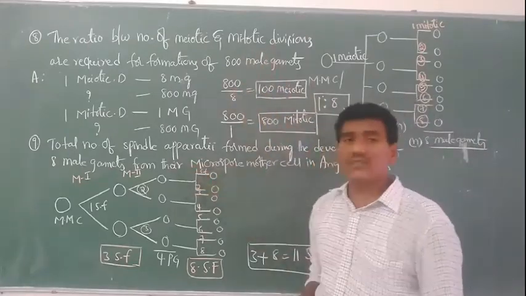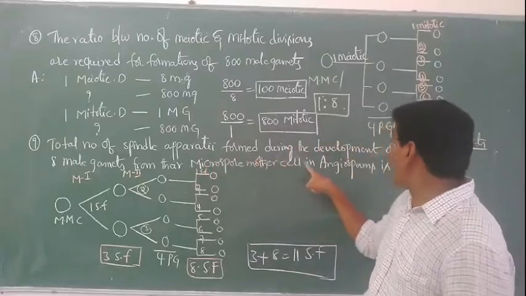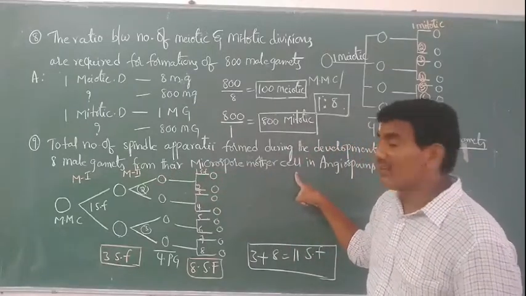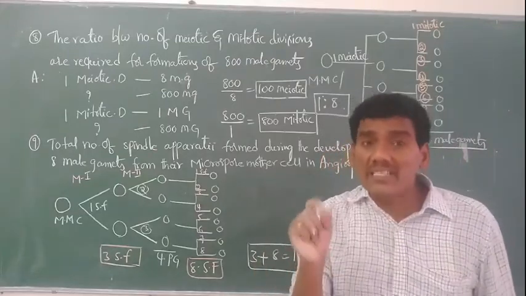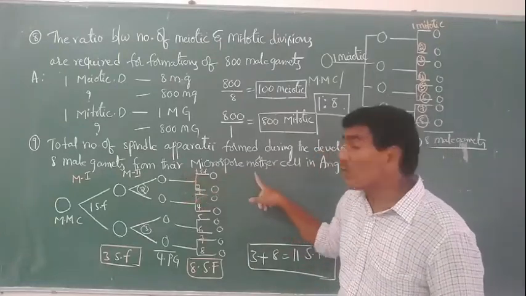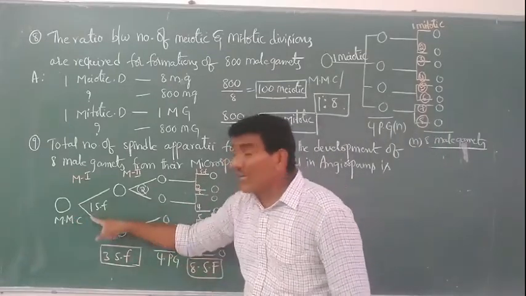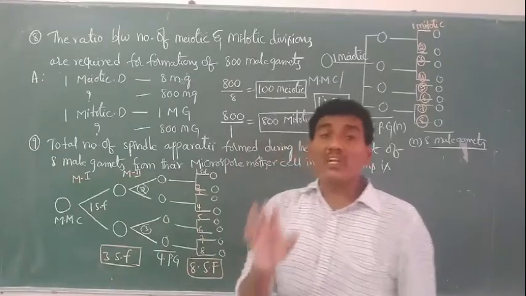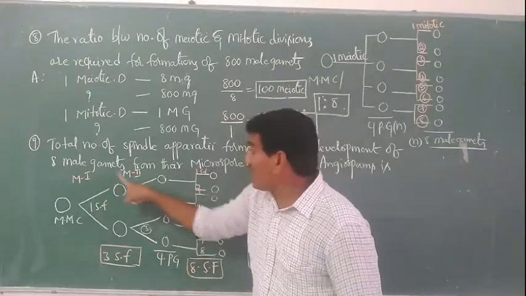The 9th problem: the total number of spindle apparatus formed during the development of 8 male gametes from the microspore mother cell in angiosperms. The microspore mother cell undergoes 1 meiotic division, and 4 pollen grains are formed. In that meiotic division, 2 types of divisions are present: meiosis 1 and meiosis 2.